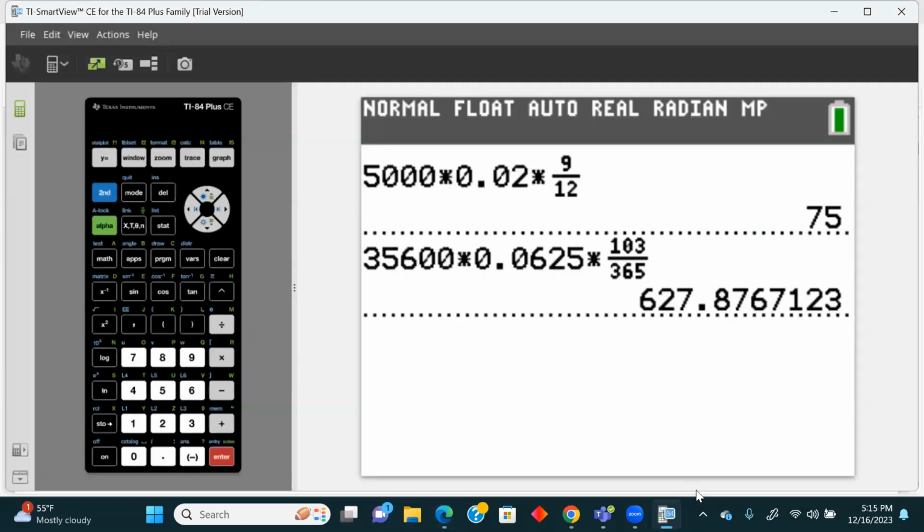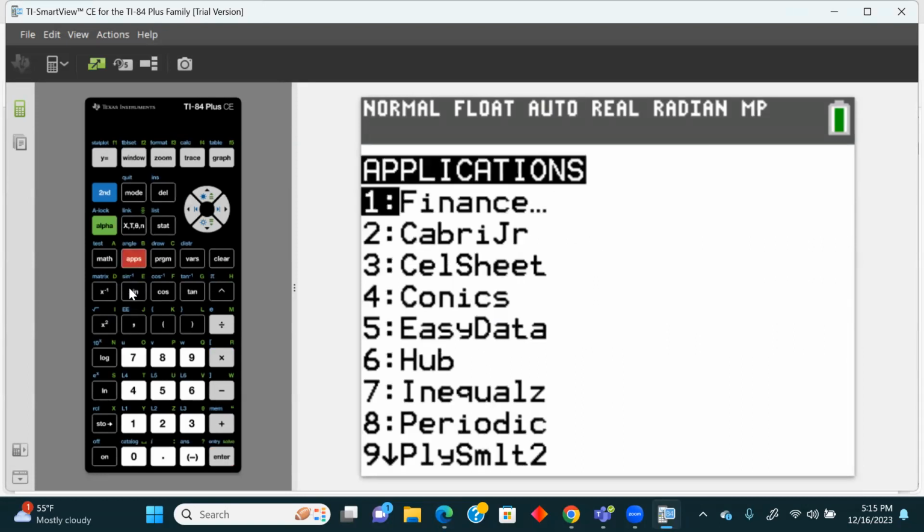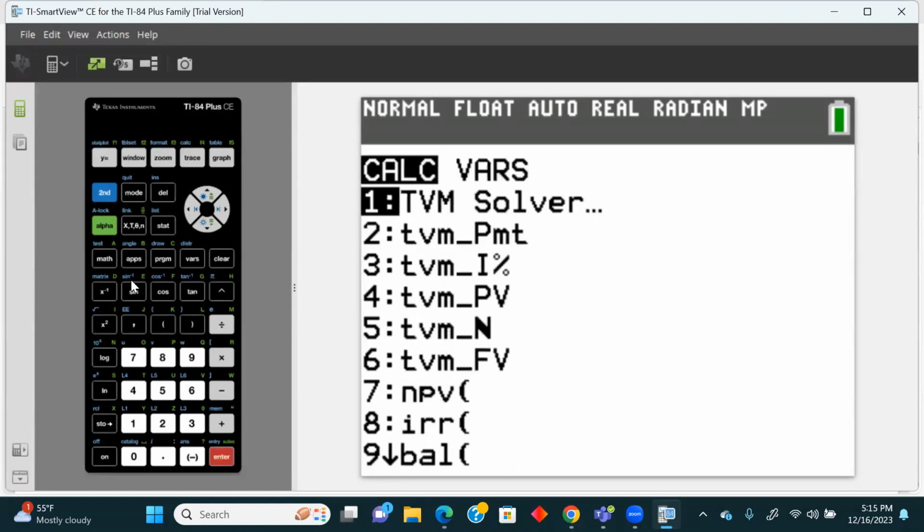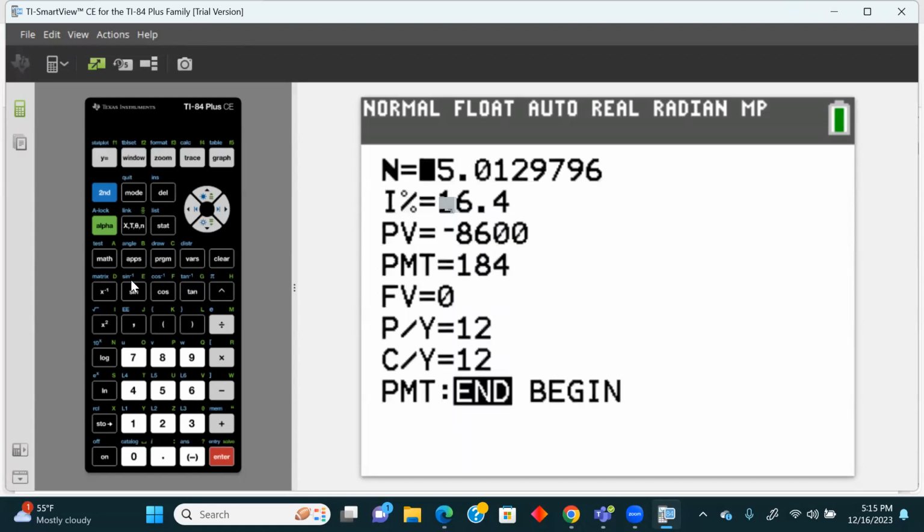Right, so we're going to be on the calculator. I would suggest that maybe you take a moment to write these steps down. So you're going to hit the apps button. Again, my buttons will turn red. And you're going to hit finance. It's going to be the first one. It's the only thing we use in here. And it's going to be the first one, the TVM solver.